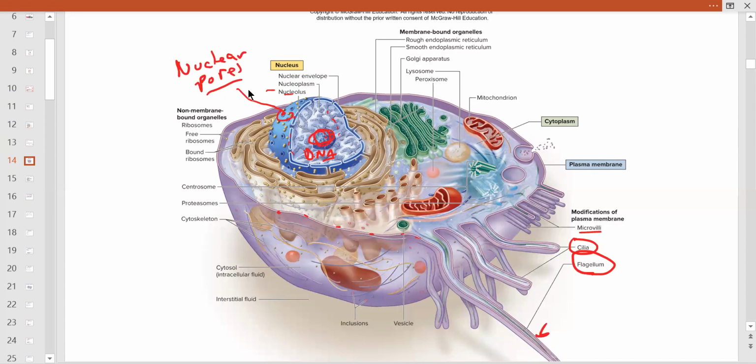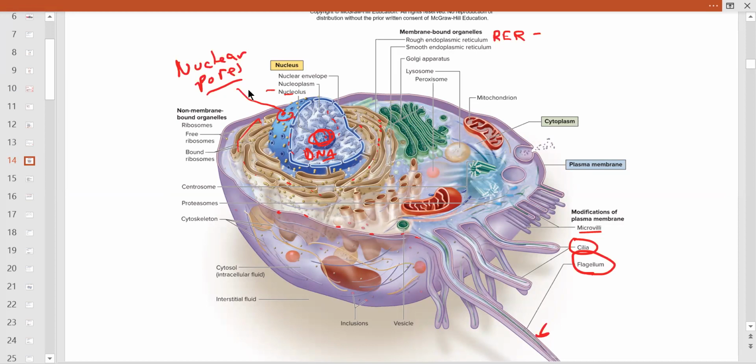Now the next membranous organelle, and it looks continuous with the nucleus, is the rough endoplasmic reticulum. We call it the RER if you want. It's studded with ribosomes. That's what makes it rough. And I told you before, what do ribosomes do? The site of protein synthesis. So what does the rough endoplasmic reticulum do? It's building proteins.